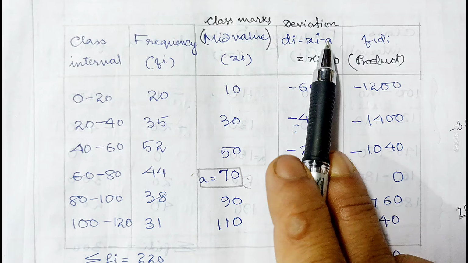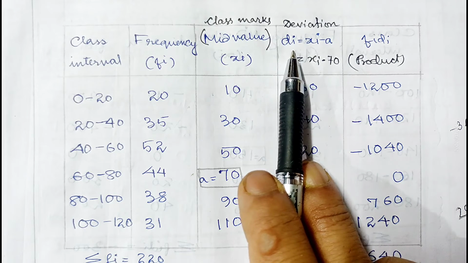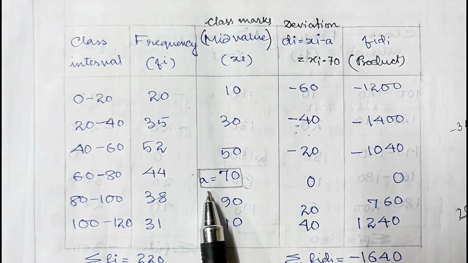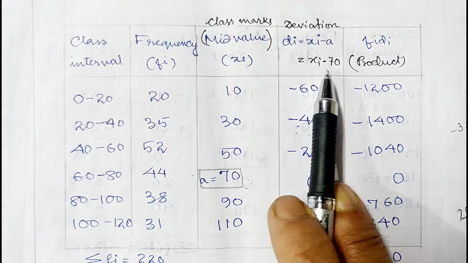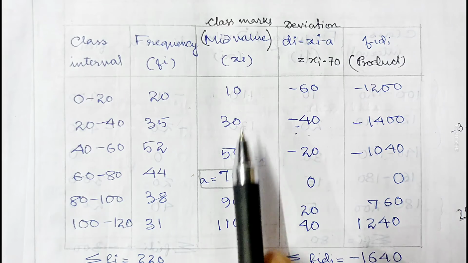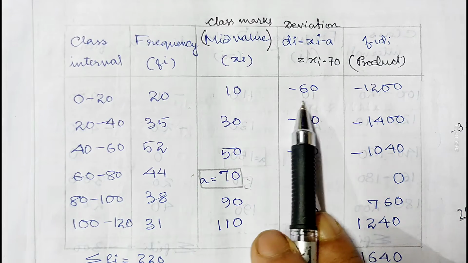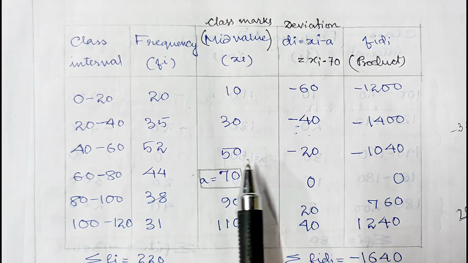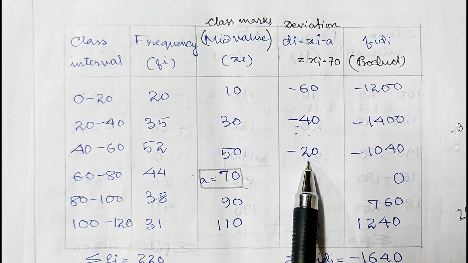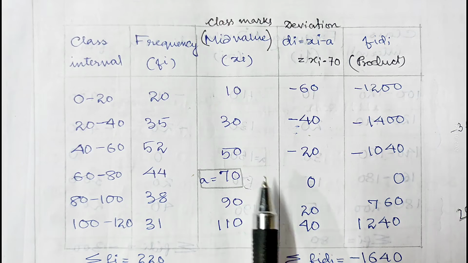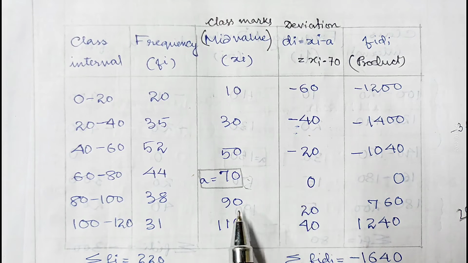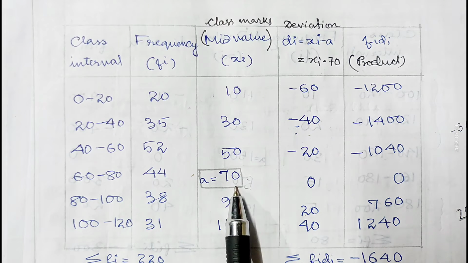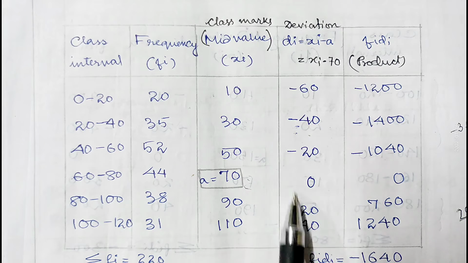The next column is deviation. Deviation is calculated by subtracting the assumed mean from xi. Here, since we have considered assumed mean to be 70, it will be xi minus 70. Now 10 minus 70 gives minus 60. 30 minus 70 gives minus 40. 50 minus 70 gives minus 20. 70 minus 70 is 0. 90 minus 70 is 20. And 110 minus 70 gives 40. So we got the deviation.